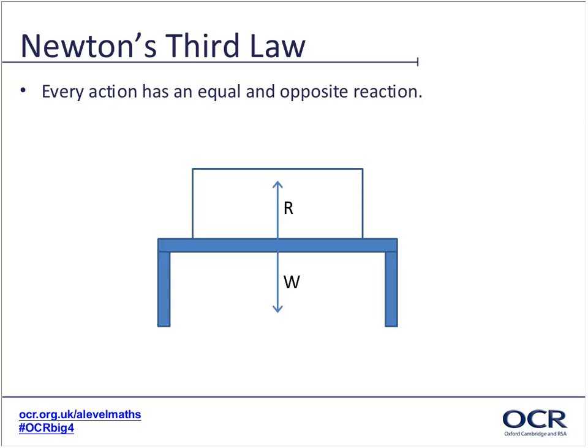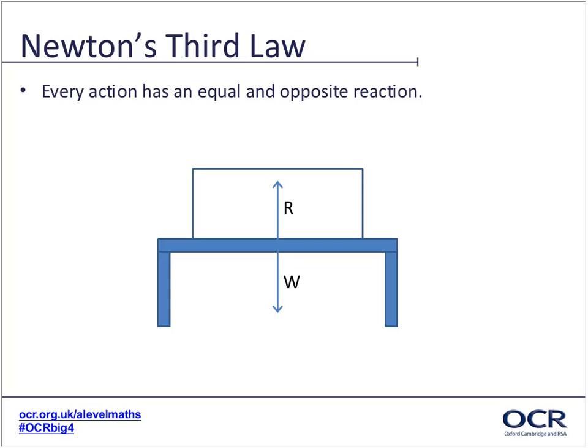Actually, it's not. This is not the reason that W and R are the same and acting in opposite directions. It has nothing to do with Newton's third law at all. It's an example of Newton's first law. So these objects are static. The box isn't moving, and so the forces acting on the box must have a resultant of 0.